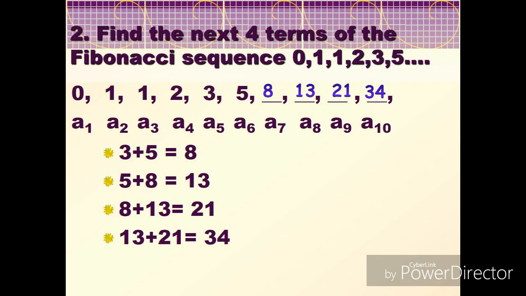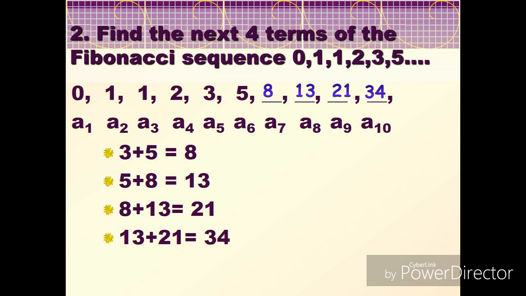Now, let's have example number 2. Find the next 4 terms of the Fibonacci sequence 0, 1, 1, 2, 3, 5. Okay, so our first term, a sub 1, is 0. Second term is 1, third term is 1, fourth term is 2, fifth term is 3, sixth term is 5, and we're going to find the 7th, 8th, 9th, and 10th terms. Based on the given pattern, we add the two preceding terms. Okay, let's have this one.